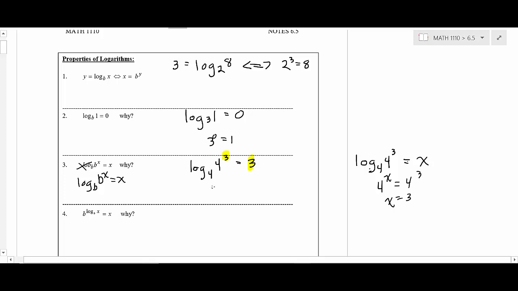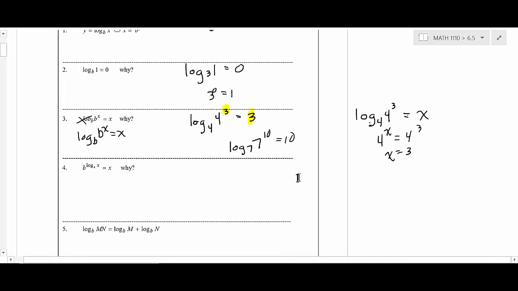So if you encounter this, like if you had log base 7 of 7 to the 10th, the answer is 10. Now the key thing is, these things have to match up. If that's a base 7 and that's a base 7, then that's the answer to the problem right there. You're probably going to forget that property, so you want to have a strategy to figure it out. And the key to that is being able to do stuff in exponential form.